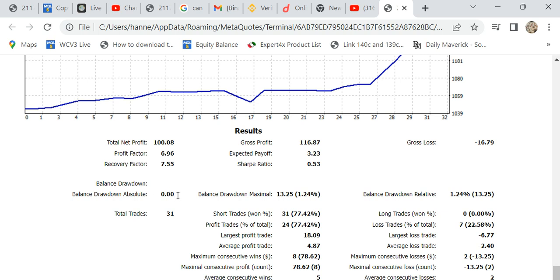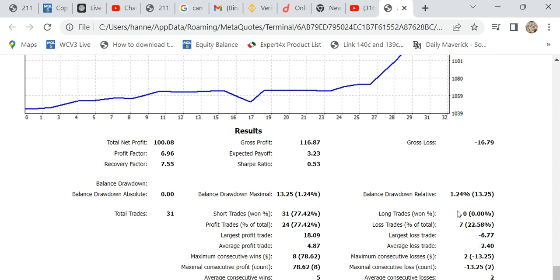Closed negative, and it didn't. Okay, it took 31 trades, and the balance drawdown maximal was $13, 1.24%. And the balance drawdown relative, that was relative to the balance, is also the same. Okay, the short trades won 77%. Total profit rate 77%. Long trades won 0.